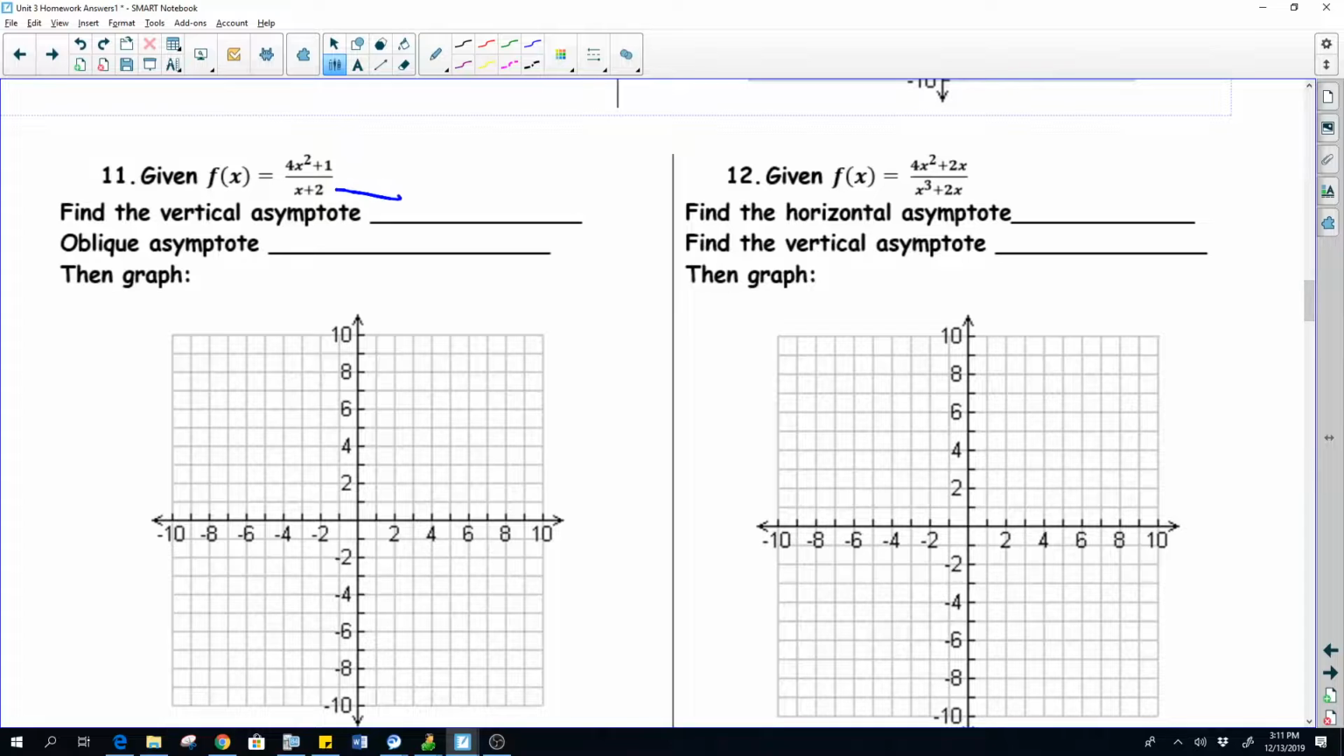Vertical asymptote is just going to be that guy, right? You just have to set it equal to 0. And so then we minus 2 to both sides. So you get x equals negative 2. So that is our vertical asymptote.